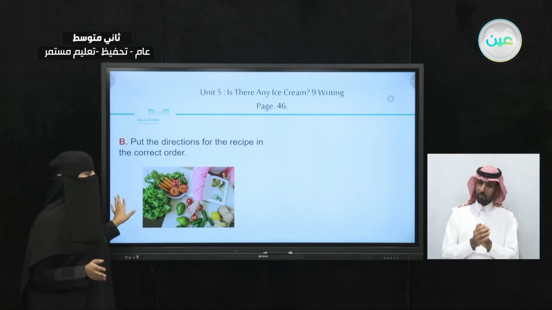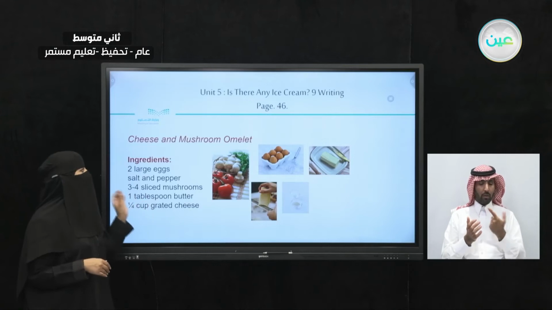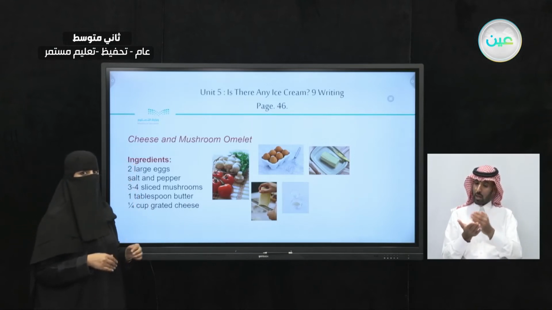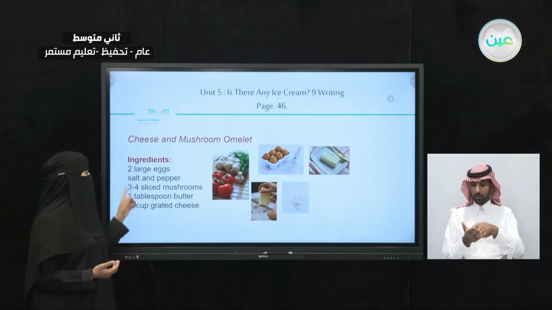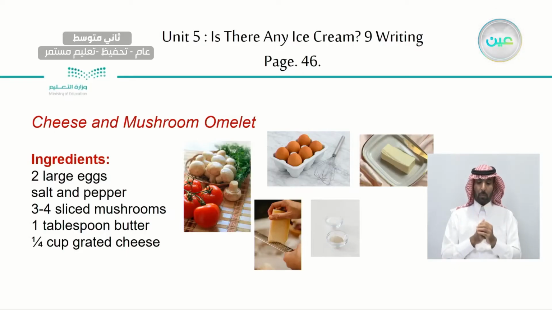Let's read it together so we can find out what this dish is and how we are going to order it. So she's going to make cheese and mushroom omelette. Cheese and mushroom omelette. What are the ingredients? Take a look at the pictures. Here we have mushrooms, we have eggs, we have butter, we have grated cheese, and finally salt and pepper.